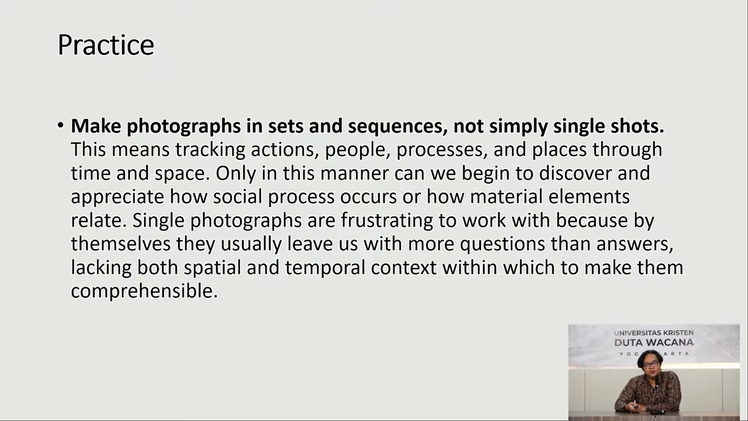Another step that we need to make when we make photographs in ethnographic research is that we need to make photographs in a set and sequence, not simply a single shot. This means tracking actions, people, processes, and places through time and space. Only in this manner can we begin to discover and appreciate how social processes occur or how material elements relate. Single photographs are problematic to work with because by themselves they usually leave us with more questions than answers, lacking both spatial and temporal context within which to make them comprehensible.